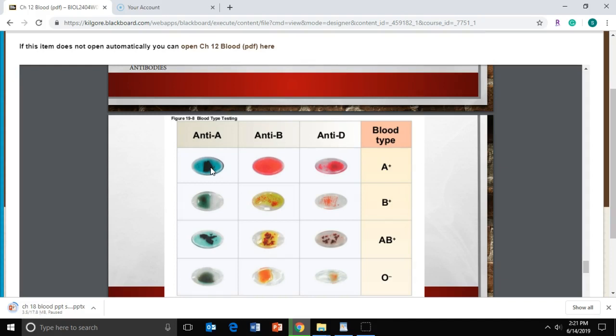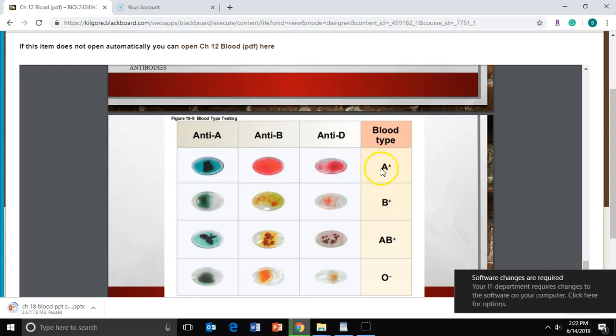When anti-A is in this well, it caused the cells to agglutinate or clump. That means there is an A antigen on the surface of the red blood cells. In this well, when anti-B was put on it, it didn't clump. So that means that B antigen is not on the surface. And then here we put anti-D or anti-Rh on the surface, and it did agglutinate. And what that means then is it does have the D antigen. So if it clumps, it does have the antigen that this antibody is binding to. That means that it does have A antigens and it does have Rh antigens, so it's A positive.